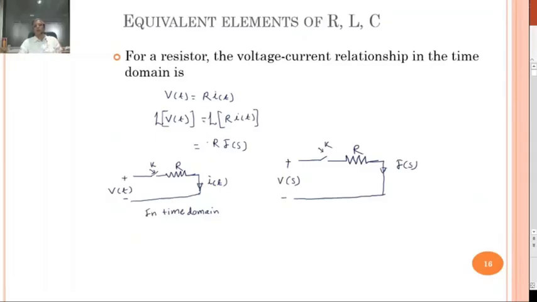Now the basic elements are RLC. Now the equivalent elements of RLC in S domain or Laplace domain. As we know, the resistor does not store energy, and the relation between the voltage and current for the resistor is v(t) equals R i(t). This is a linear relation. The Laplace transform of this v(t) equals Laplace transform of R into i(t), and that equals R I(s). Now this is the time domain representation of the resistor. Here i is replaced by I(s), and this is V(s), and this is the S domain.